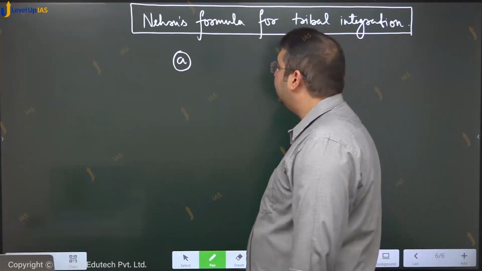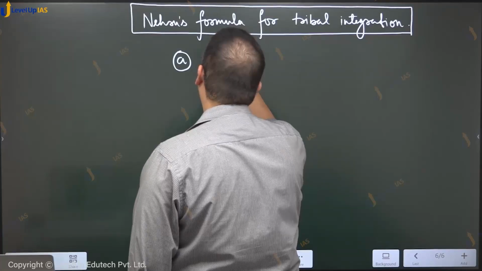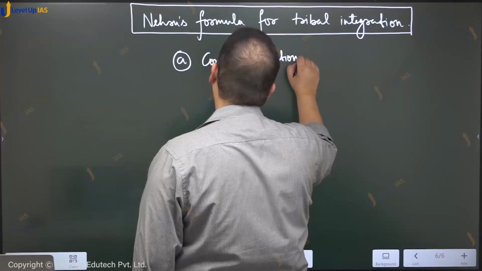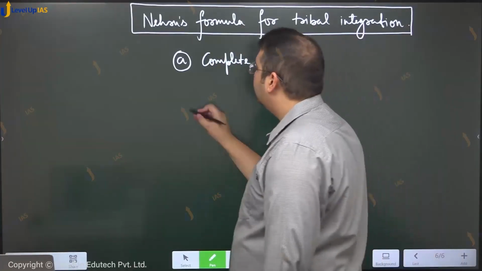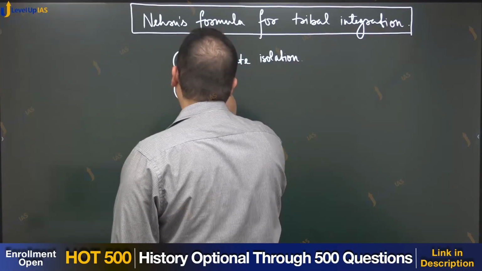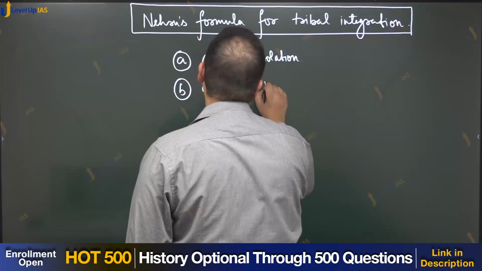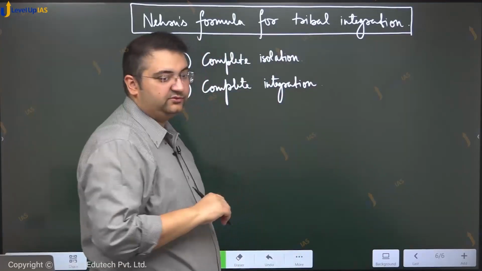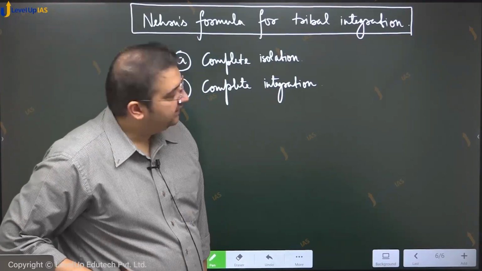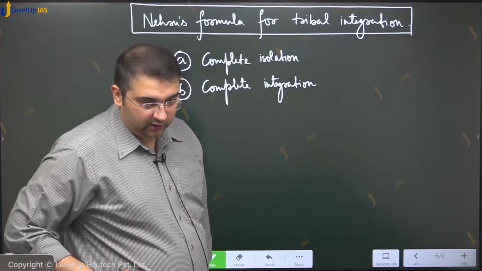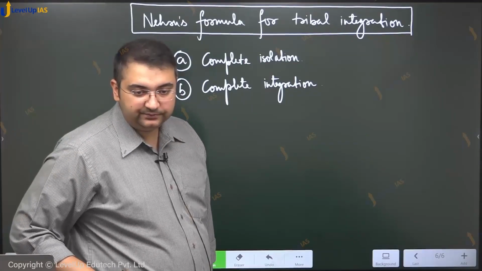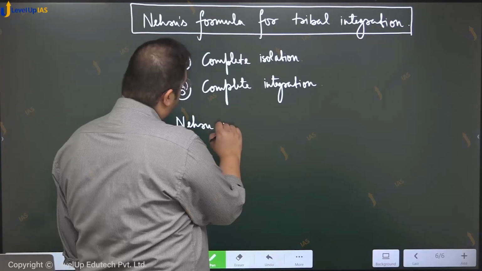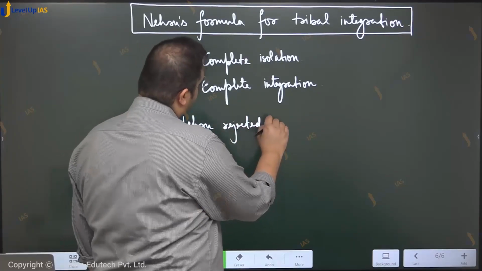Right? What was the first idea? There should be complete isolation of the tribals from mainstream society. And the second idea was that there should be complete integration of the tribals into mainstream society, thus dissolving their unique identity altogether. Which one did Pandit Nehru choose? Neither. Okay. Nehru rejected both.